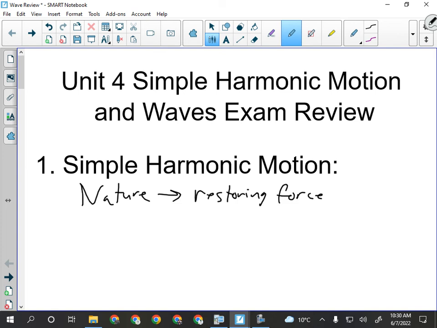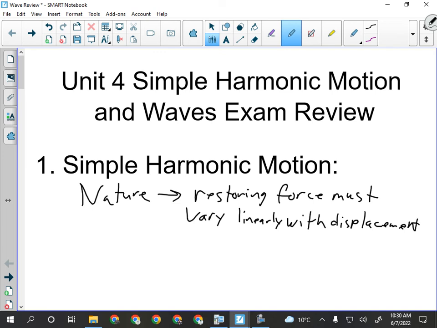Restoring force must what? Vary linearly with displacement. Essentially, Hooke's law, which would also be part of simple harmonic motion. That would be the important thing.